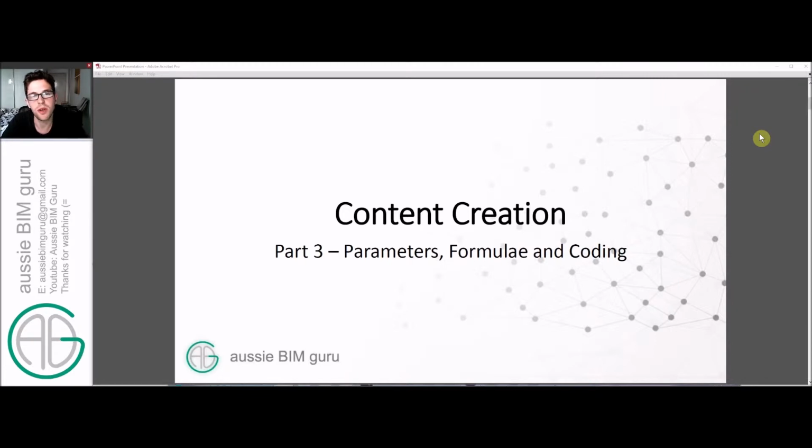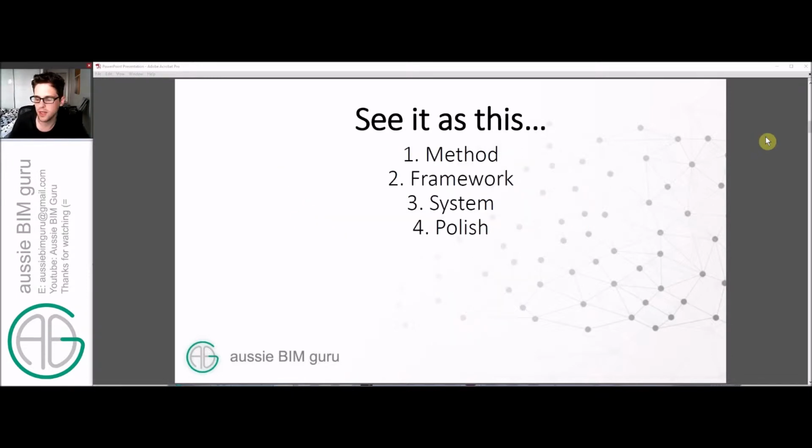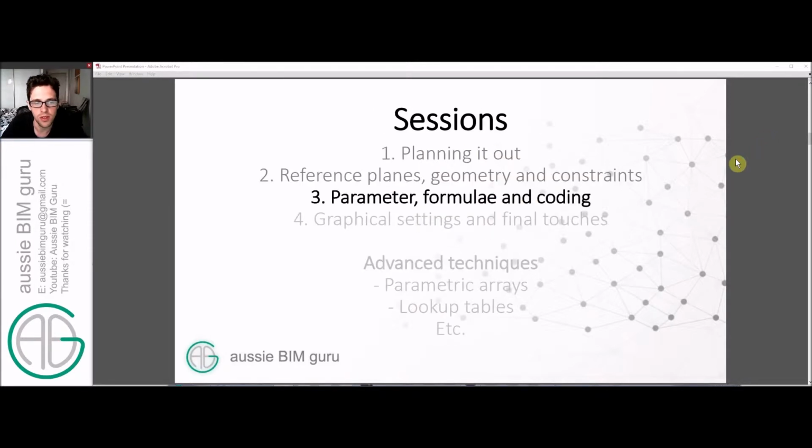So we're looking today at parameters, formulas, and coding in Autodesk Revit families. Previously we've looked at planning out the family, and we've also looked at reference planes, geometry, and constraining a family. But today we're going to be looking at the third part. I've broken it down more simply to the 4 stages of building a family: the methodology, the framework, the system, which is today's focus, and finally the polish. So today's session is focusing on parameters, formulas, and coding applied to our previously created geometry.